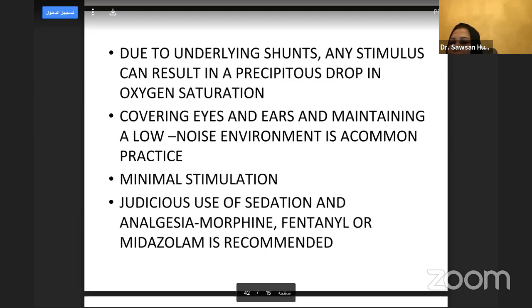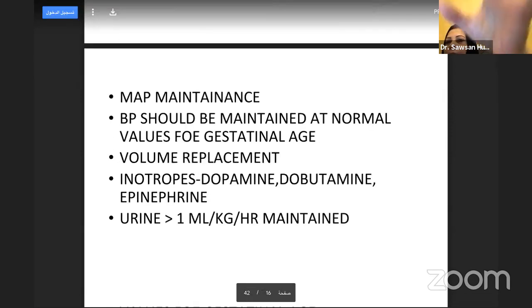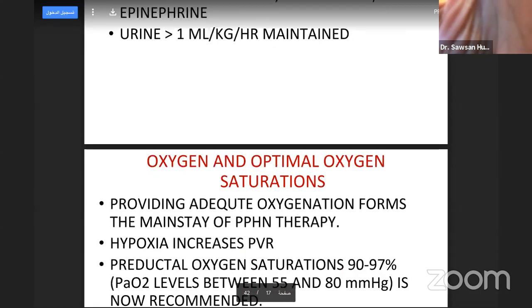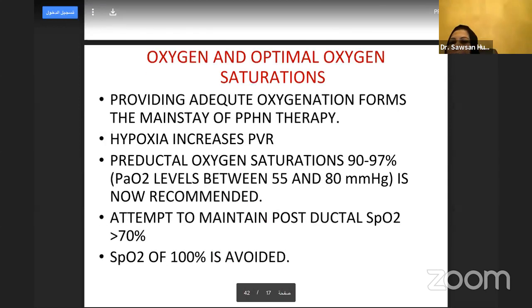You have to use sedation and analgesia for the baby, like morphine, fentanyl, midazolam infusion, according to your situation and to your institute, what type of sedation you are using. You have to maintain the mean airway pressure. You also have to maintain the blood pressure at normal values for gestational age. If the baby needs volume replacement, you replace to avoid hypovolemia. Inotropes, as I mentioned before, to maintain blood pressure, like dopamine, dobutamine, epinephrine. Maintain the urine output at more than 1 ml per kg per hour.